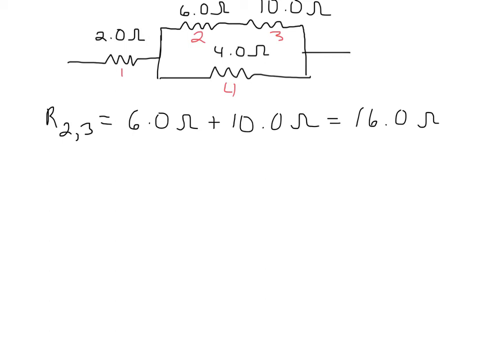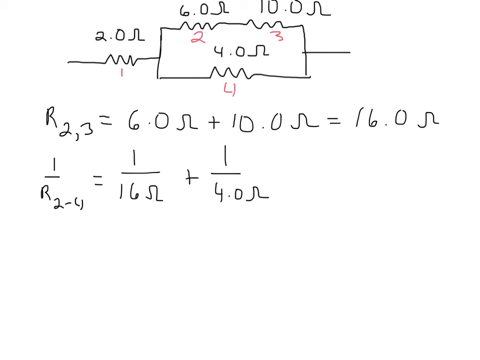Next, so we have that top part. Now we're going to combine that top part with resistor 4, and those two are in parallel. So you're going to say 1 over resistors 2 through 4 equals 1 over that top part, which is resistance 2 and 3, so 1 over 16 ohms, plus 1 over resistor 4, which is 4 ohms, so 1 over 4 ohms.